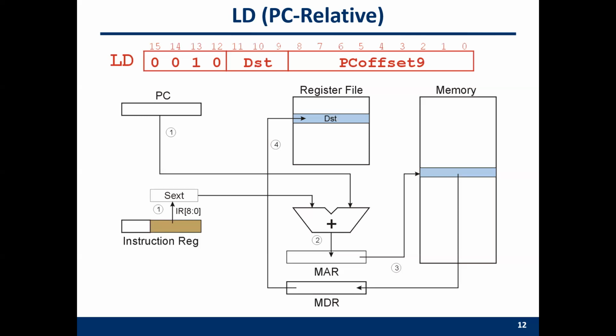For example, this content is the address of this location. Then the result will be returned to the memory data register. And then you can store the data back to the destination register. Any question? Although the offset can be only 9 bits, we can use the PC to serve as a base to visit the memory.